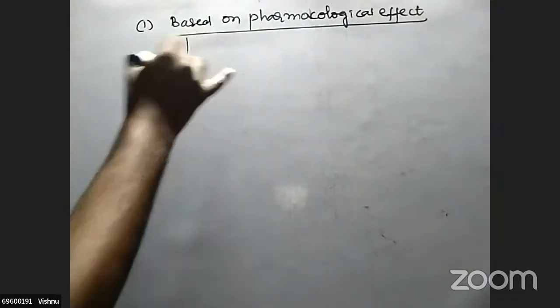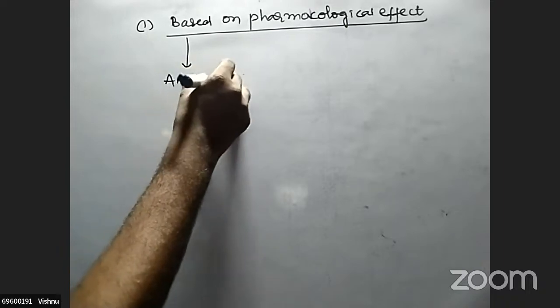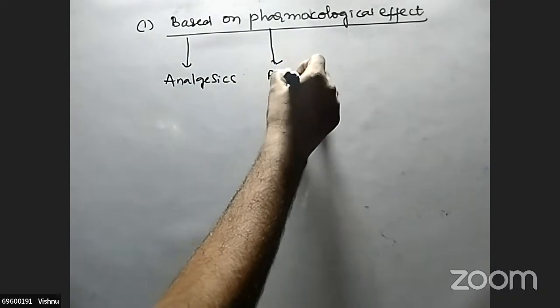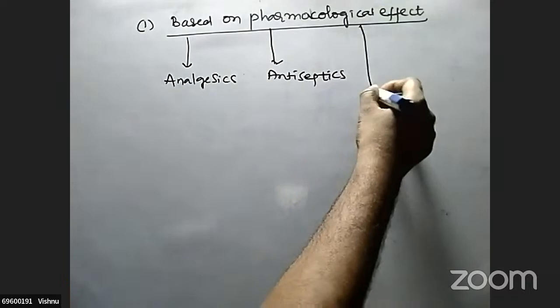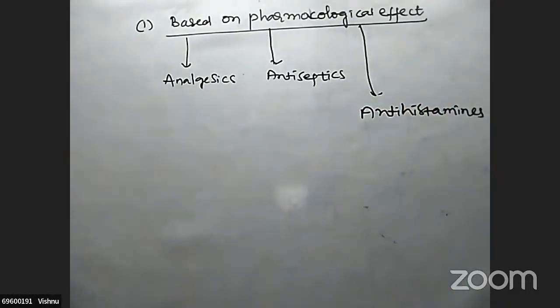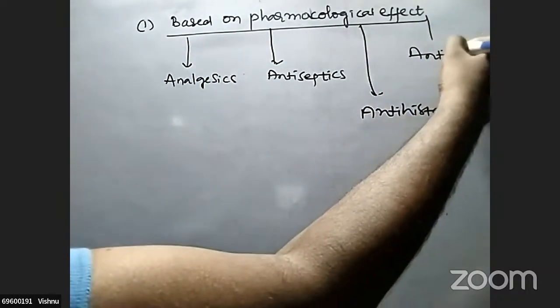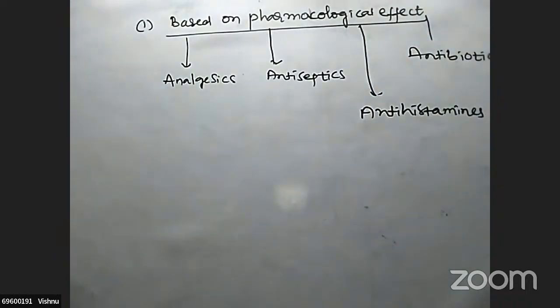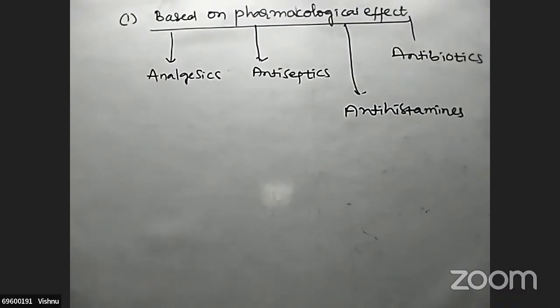So, what is the classification of these drugs or medicines? So, we write here classification. First classification is based on pharmacological effect. How are drugs classified? These drugs are classified into: first, analgesics; second, antiseptics; third, antimicrobials, antihistamines, and the next one, antibiotics. So based on pharmacological effect, drugs are divided into these types.